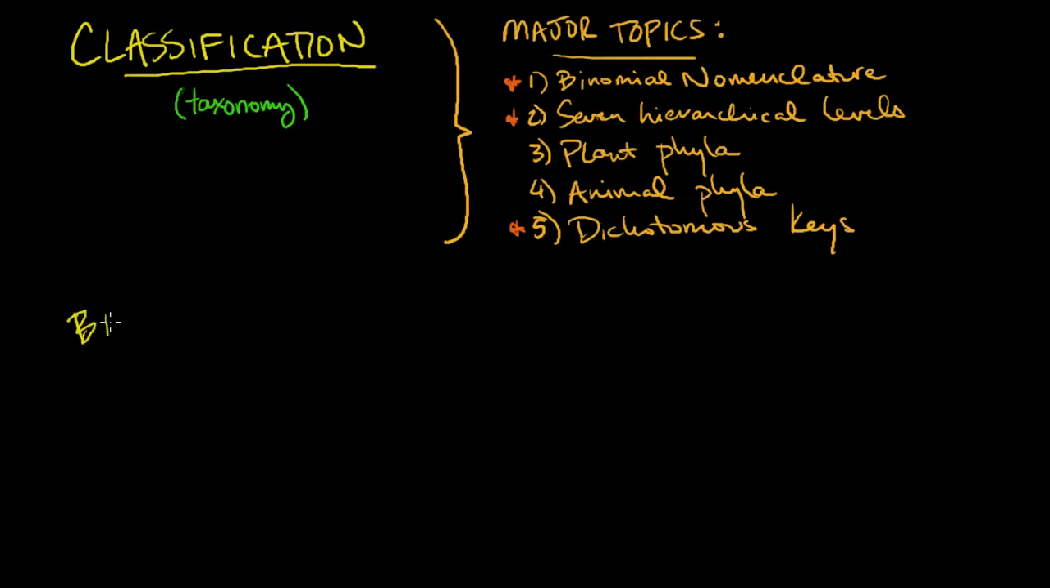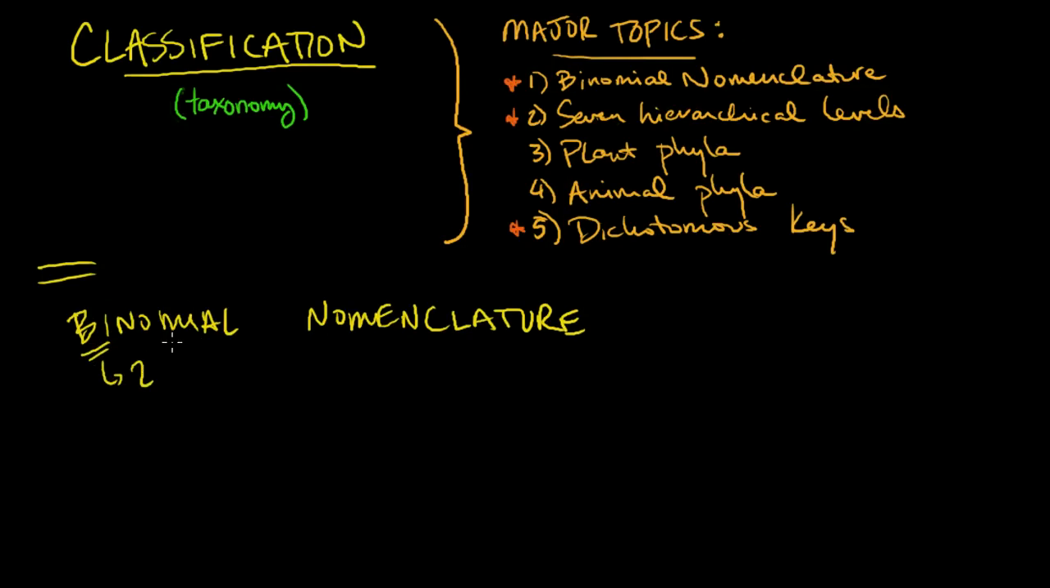So, this should mostly be review. And if I remember correctly, this is the first component, or the first target, for this section on classification. So if you remember correctly, bi means two. Nomial or nomen refers to names, and nomenclature means naming system.